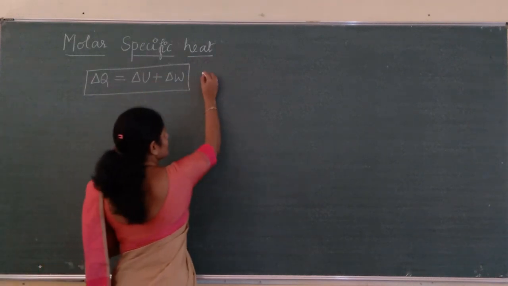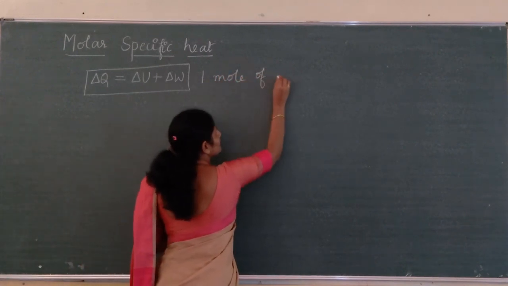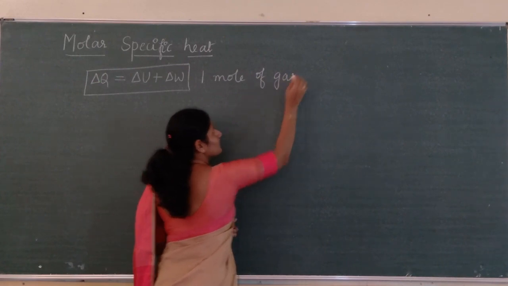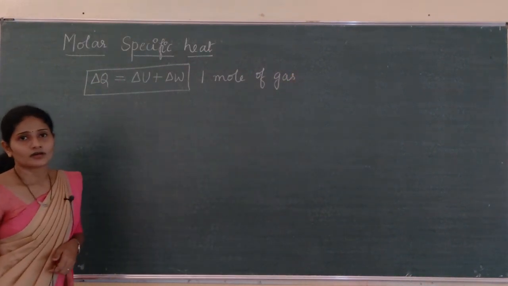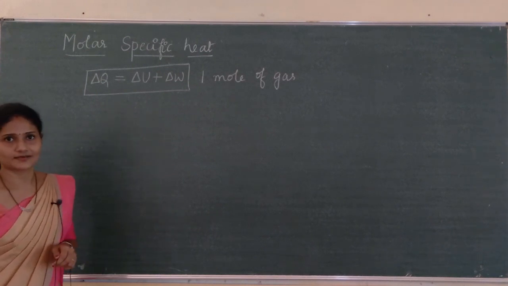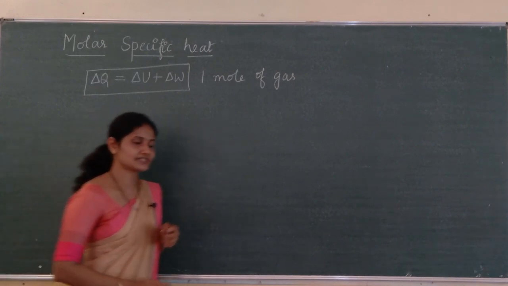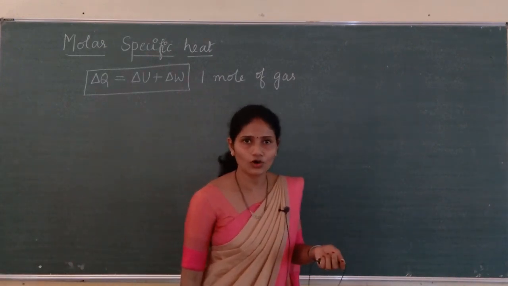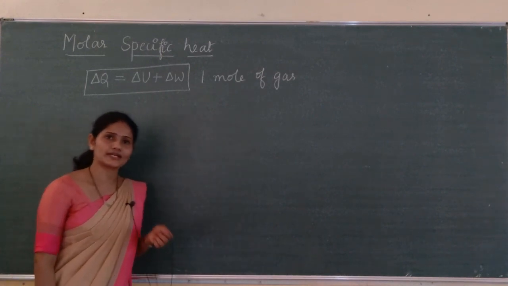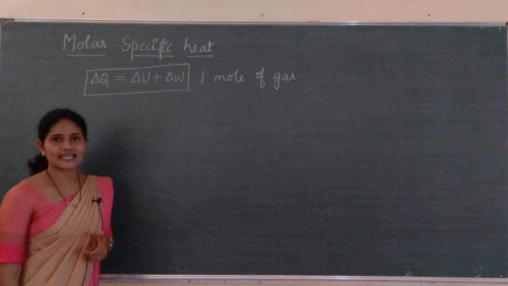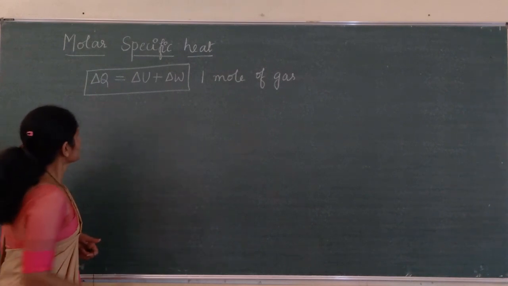Here we are considering 1 mole of gas. For 1 mole of gas, if the gas is an ideal gas, you just imagine that the gas is an ideal gas and the gas obeys Boyle's law as well as Charles' law. The gas which obeys Boyle's law and Charles' law, we call that gas an ideal gas.